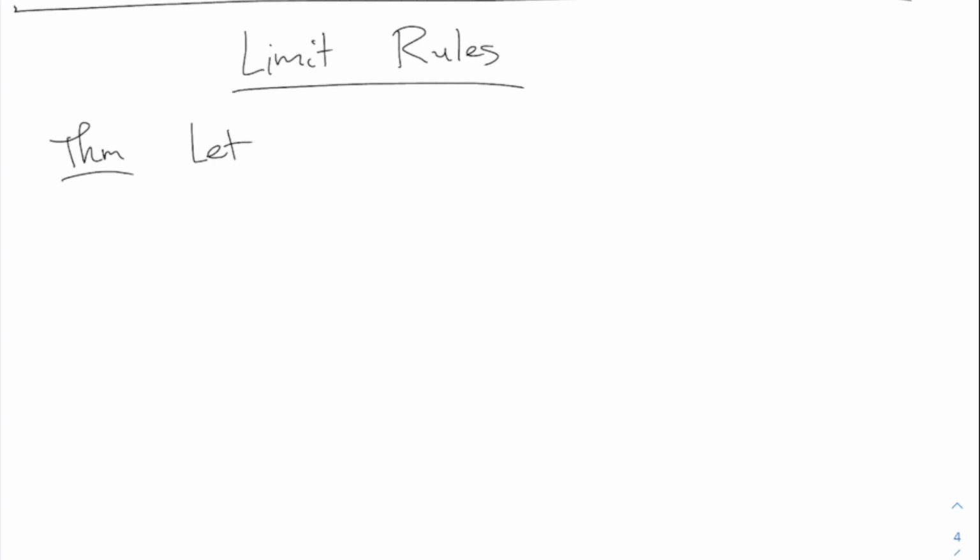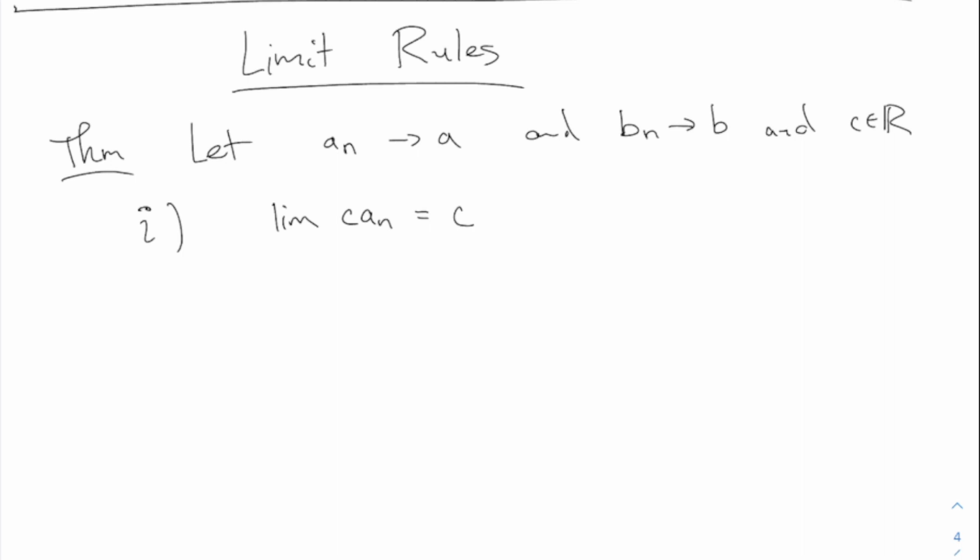I'm going to say let AN be a sequence which converges to A, and let's say we have two sequences. BN converges to B. And let's say I also have a constant real number C. This is all these rules about what happens when you add limits together and things like that. So for example, I got four little parts here. Part 1, limit of C times AN equals C times limit AN.